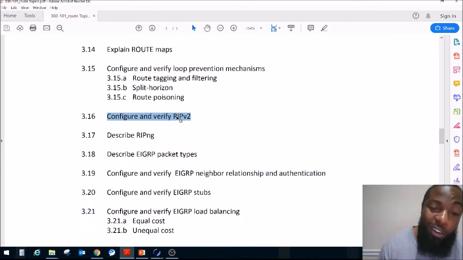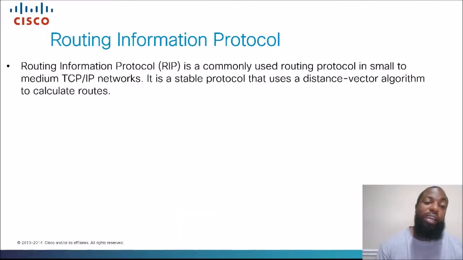So let's go ahead and head over to the slides, take a look at the official definition and some more material. Okay, RIP stands for Routing Information Protocol, if you haven't learned by now.